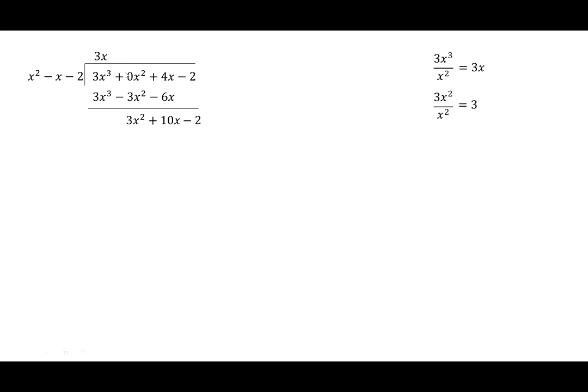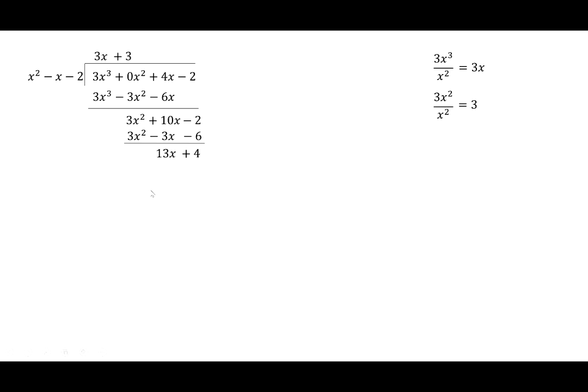So plus 3 is what you do. And just take that 3 and multiply by the divisor. And so you get 3x squared minus 3x minus 6, right? And subtract the bottom stuff. That goes to 3x squared minus 3x squared is 0. 10x minus negative 3x is positive 13x. Negative 2 minus negative 6 is negative 2 plus 6, which is 4. So you end up at 13x plus 4.